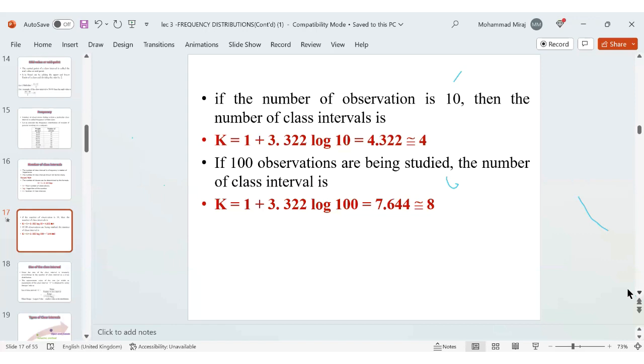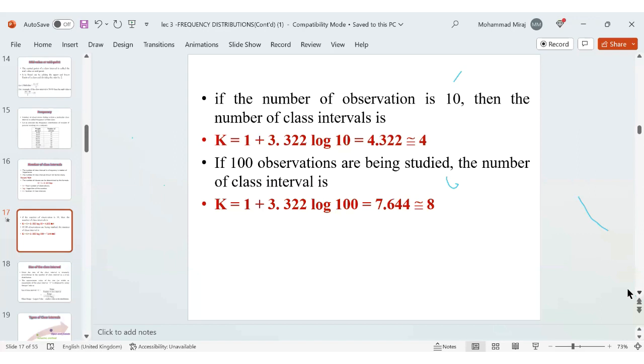28 to 32, 32 to 36, 36 to 40. So there's a gap of 4 each. Now this 4 you have calculated using the formula. Okay, and if there are more number of observations, we can divide it using that rule, and depending on that we can make up the class interval. Okay, any doubts in this?